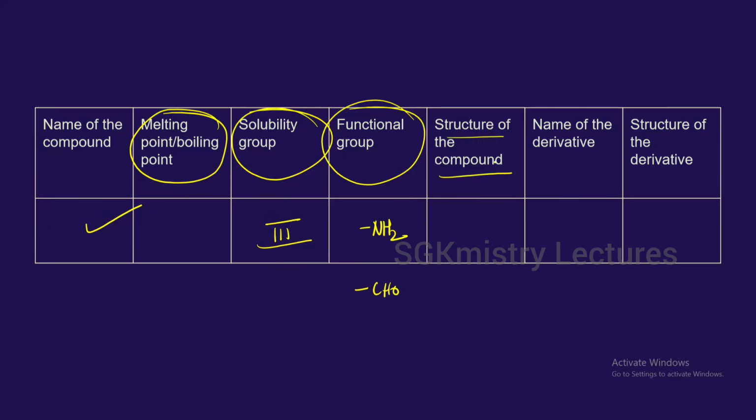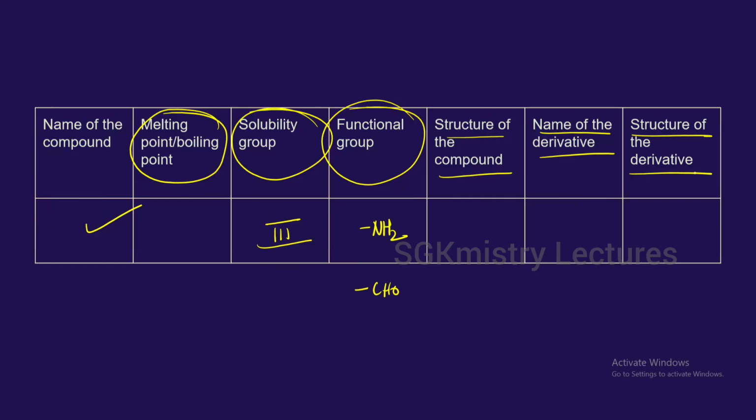Then you're going to write the structure of the compound. You need to write the structure of that particular compound which is given to you for analysis. Then you write the name of the derivative. For example, we have seen that for aniline, acetanilide is the derivative. And also, it is very important to write the structure of the derivative. So this is the report that you need to write at the end of the organic analysis.